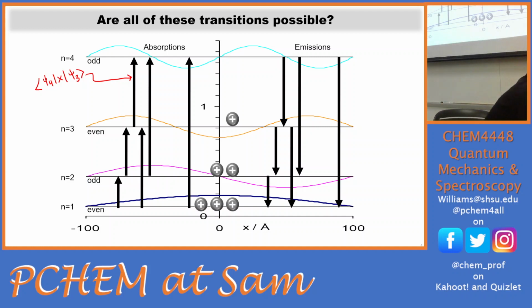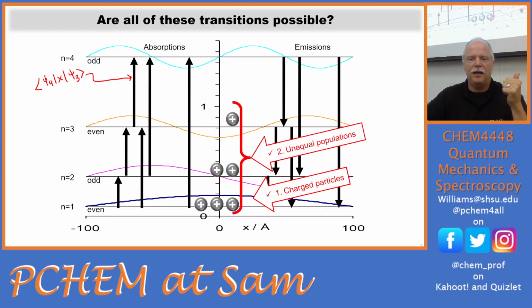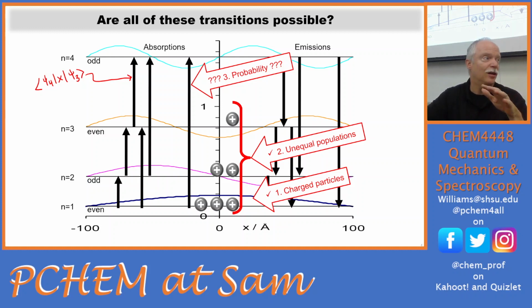Let me jot this down so I can see it. Okay, good. Okay, so we have charged particles. That's a check. We have unequal populations due to the Boltzmann distribution, so that's good. And then we want to calculate the probability of these transitions. So that's what the transition dipole moment integral is actually solving.